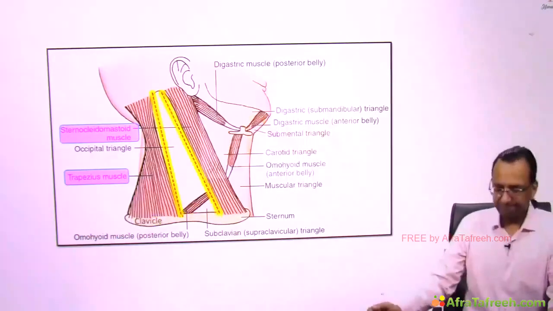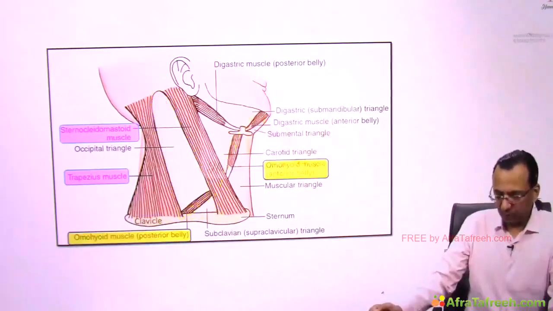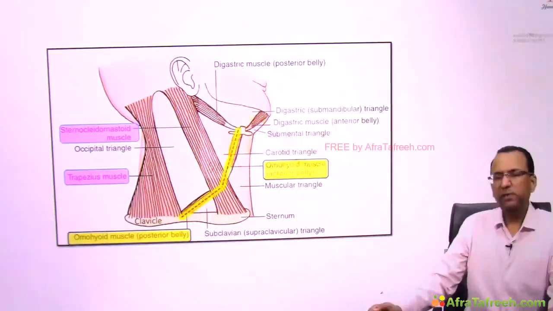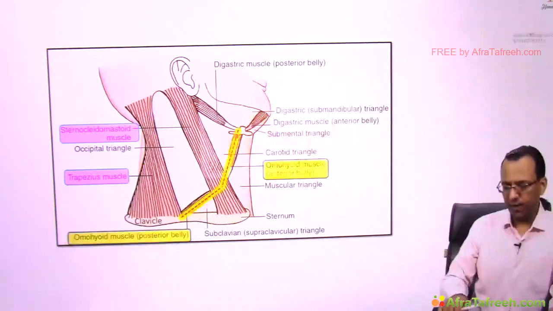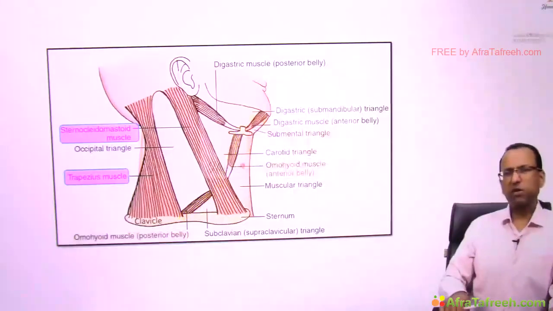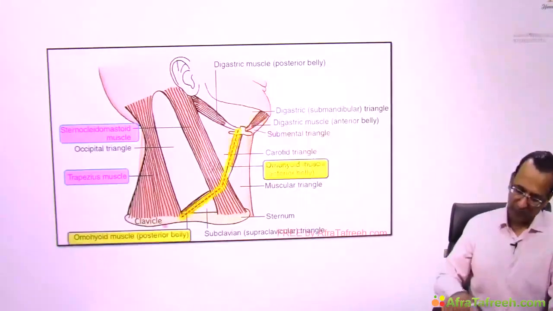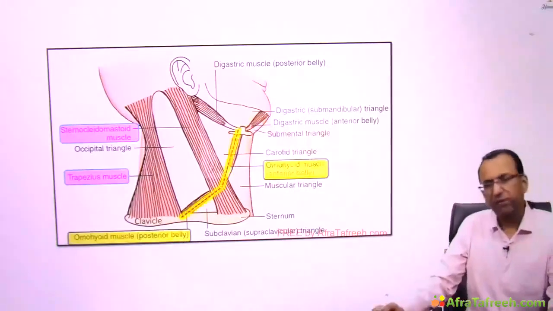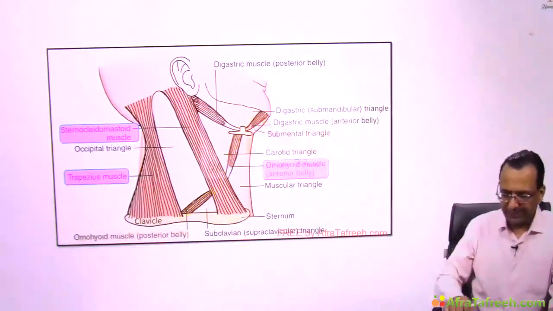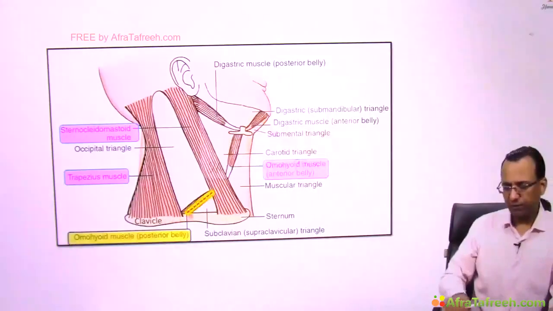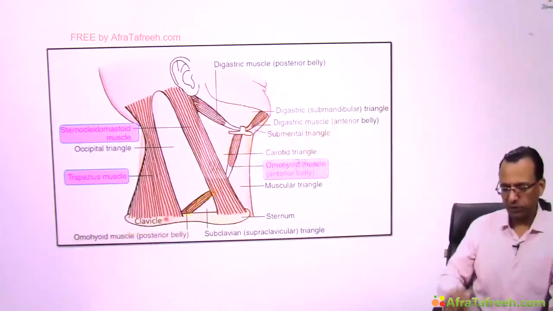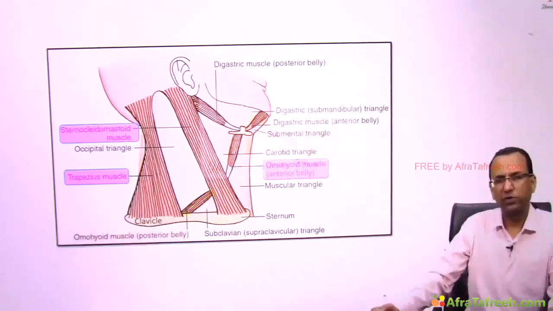Yes. Right. Okay. What is this muscle coming from scapula bone? This muscle coming from scapula bone is the omohyoid muscle. It has one inferior belly, which is also called posterior belly, and it has superior belly, which is called anterior belly. What is inferior belly doing? Inferior belly is actually dividing the posterior triangle into two parts.